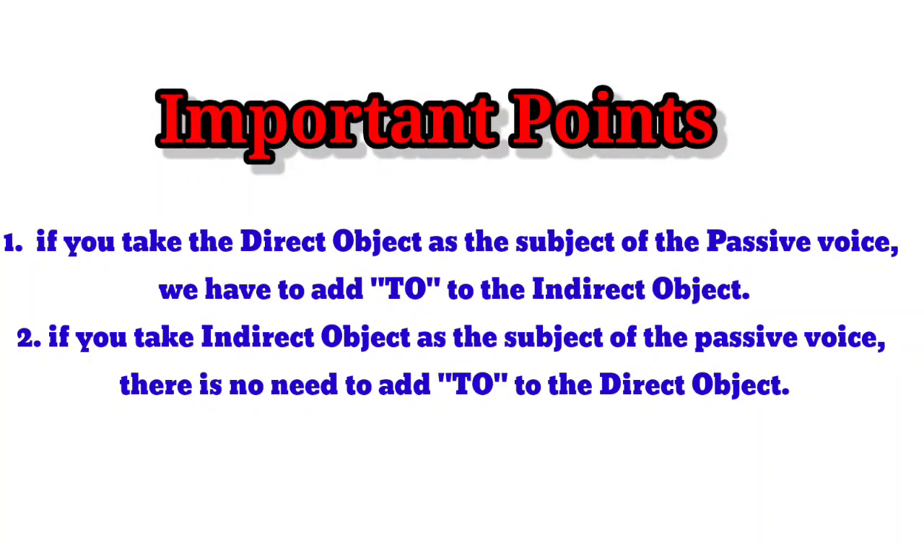First one, if you take direct object as the subject of the passive voice, we have to add "to" to the indirect object. Second point, if you take indirect object as the subject of the passive voice, there is no need to add "to" to the direct object.